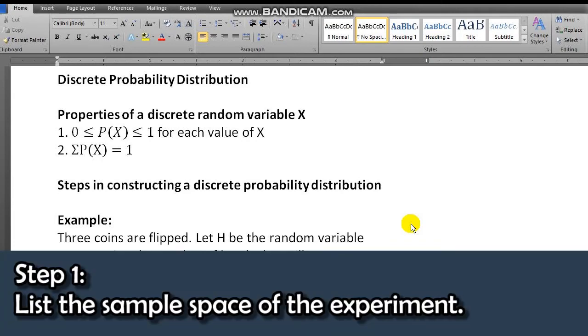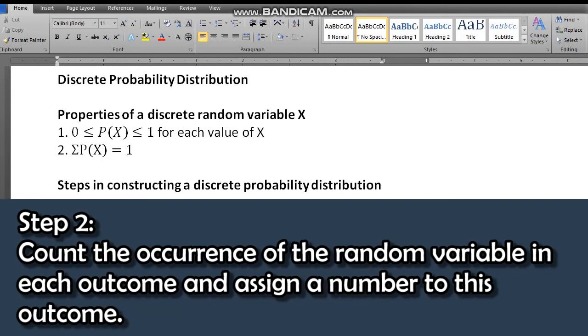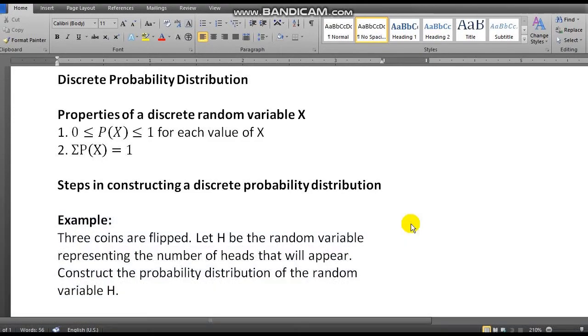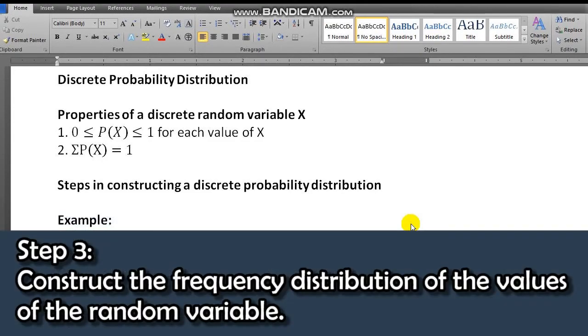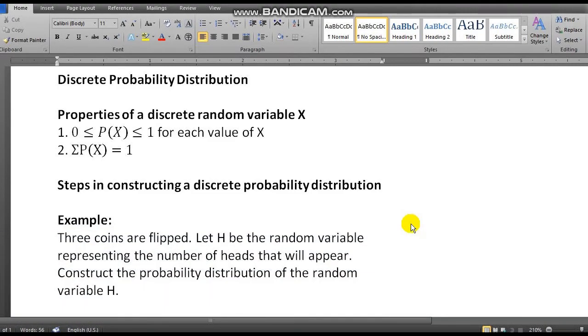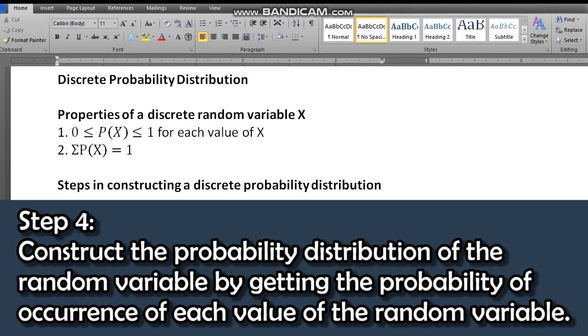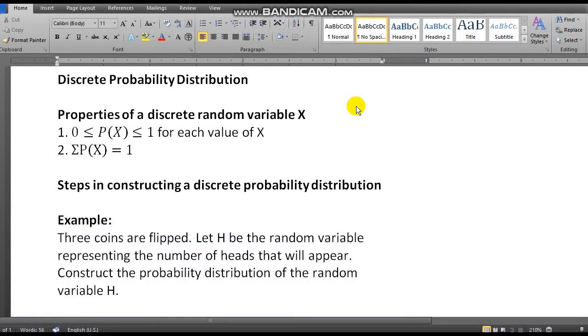So here are the steps in constructing a discrete probability distribution. Step 1 is we list the sample space of the experiment. Second, we count the occurrence of the random variable in each outcome and assign a number to this outcome. Third, we construct the frequency distribution of the values of the random variable. And step 4, we construct the probability distribution of the random variable by getting the probability of occurrence of each value of the random variable. In order for us to illustrate these steps further, let's have an example.